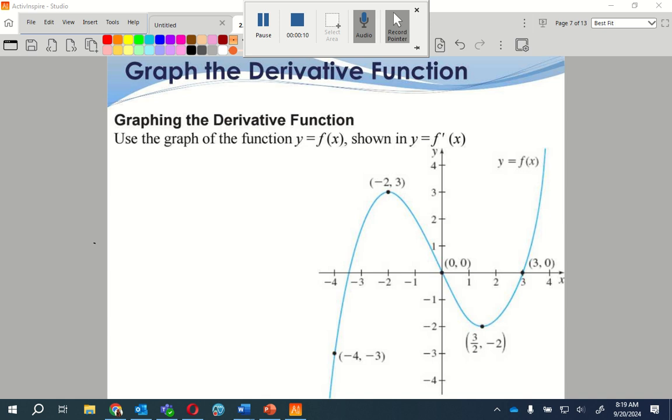Appreciate it. All right. So, now that we're all here and ready to go, graph the derivative of this function. Now, let's go by key points. Key points are right here.